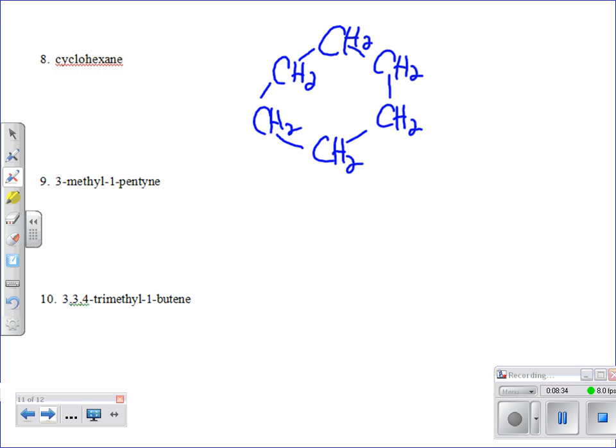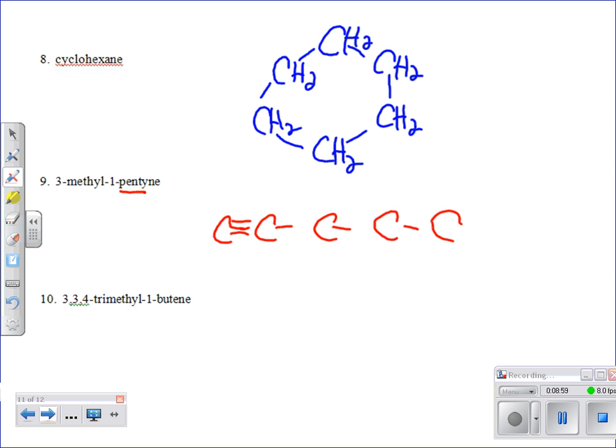Okay, number 9, 3-methyl-1-pentyne. So we're going to start with this, pentyne. We're going to draw 5 of our carbons. I'm going to start with all single bonds, but it tells me it's a pentyne, and more specifically, it's a 1-pentyne. So what does that mean? Okay, so the triple bond is on the 1.